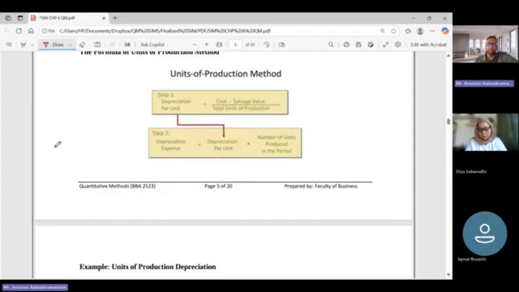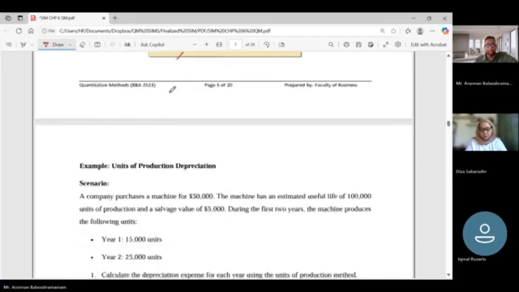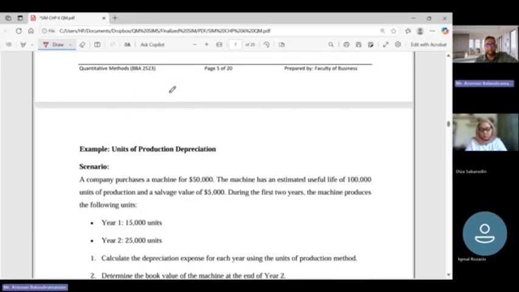Step 2, then what you do is you take the depreciation per unit. So you are calculating the depreciation per unit in step 1. Once you're done with calculating the depreciation per unit, you take the depreciation per unit and multiply it with the number of units produced, so for you to get the step 2, the depreciation expense.